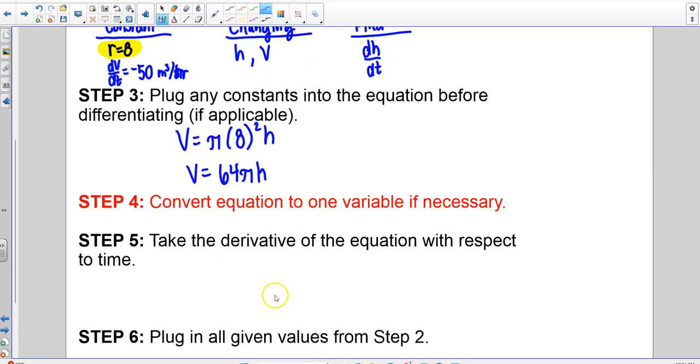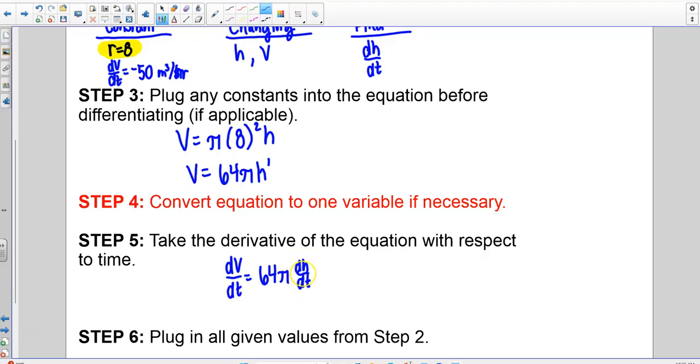So now we're just going to take the derivative like we did on all of these others. So dV/dt equals 64 pi, just a constant, right? So the derivative of 64 pi times h is just 64 pi. The h goes away, right, because it has an exponent of 1, and we're subtracting 1 from the exponent there. But what else do I need with this? dh/dt.